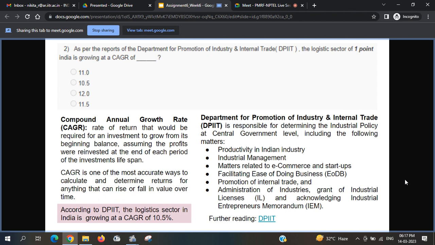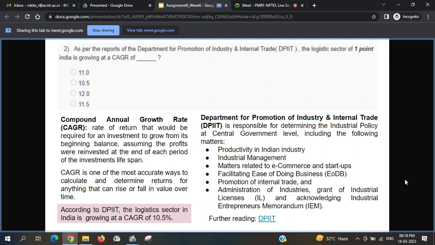The next question is, as per the reports of the Department for Promotion of Industry and Internal Trade, that is DPIIT, the logistics sector of India is growing at a CAGR of what? So DPIIT is basically the Department for Promotion of Industry and Internal Trade in India.